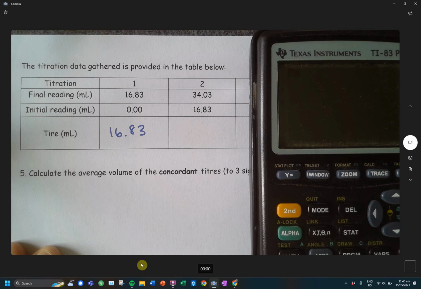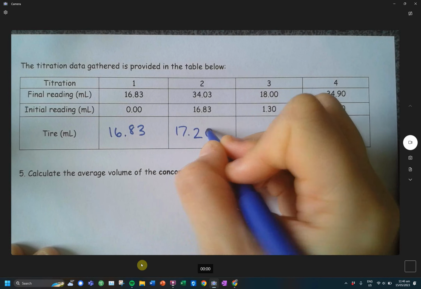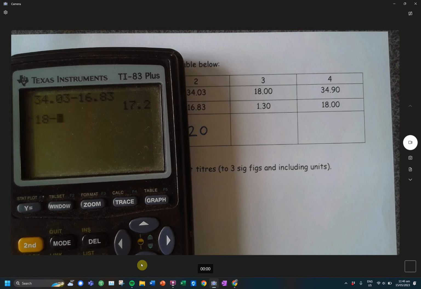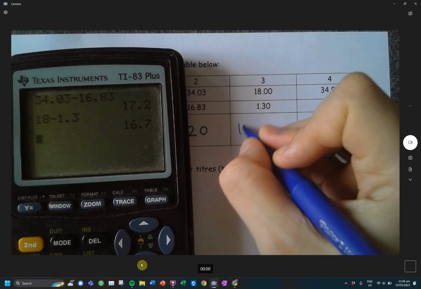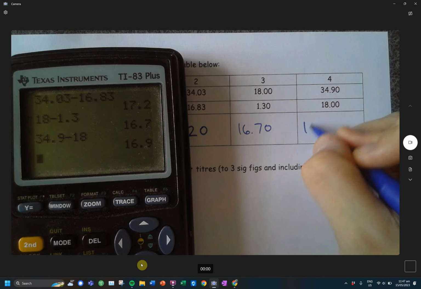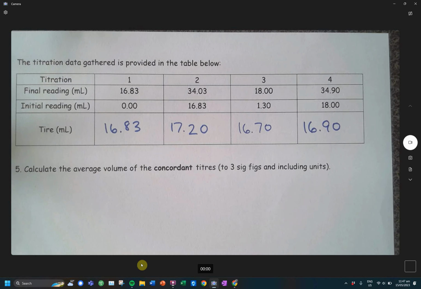We take the next one, 34.03 minus 16.83, that's 17.20. So again, 2 decimal places. 18 minus 1.3 is 16.70, and then 34.9 minus 18 is 16.90. All right, so there are my numbers of my titrate volume.